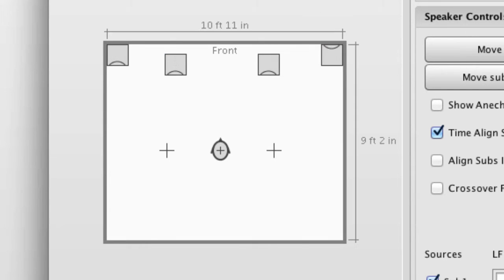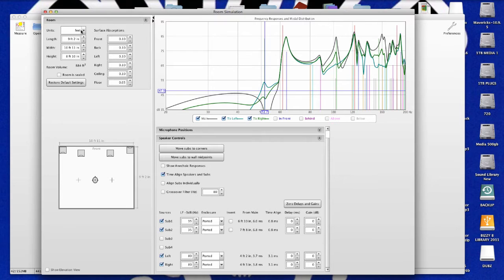Then basically what you've got to do up here is set your measurement to feet, or meters, or however you want to do it, and you just get a tape measure and put one on one wall, run it across to the other wall, and that's going to be your width. I put my room's at 10 foot 11 inches. And then you do the length of your room from here to here, and as you can see, it's 9 foot 2 inches.